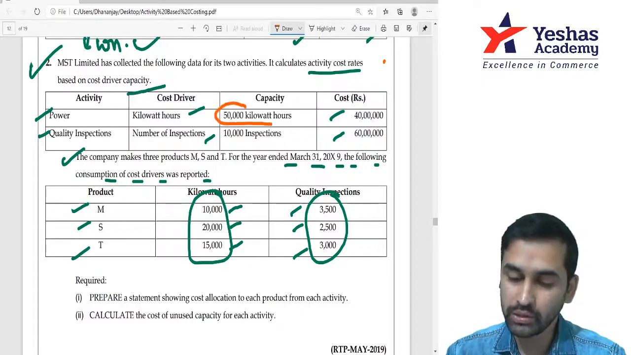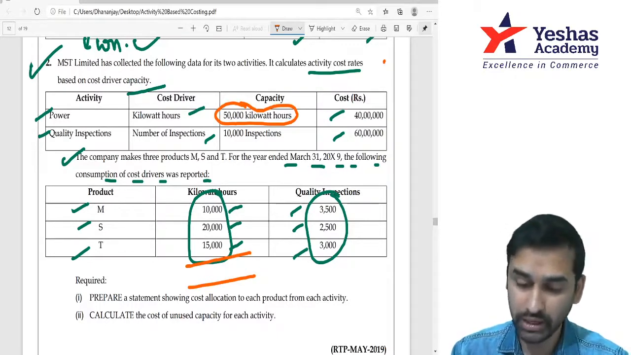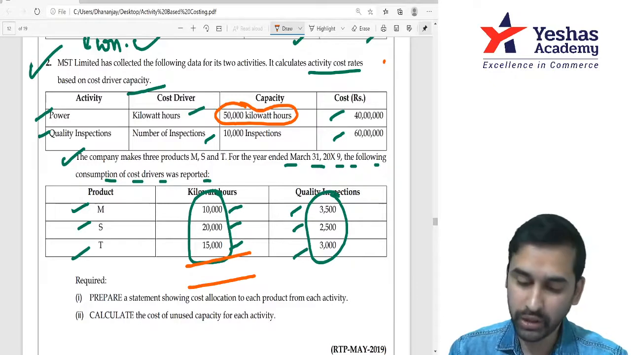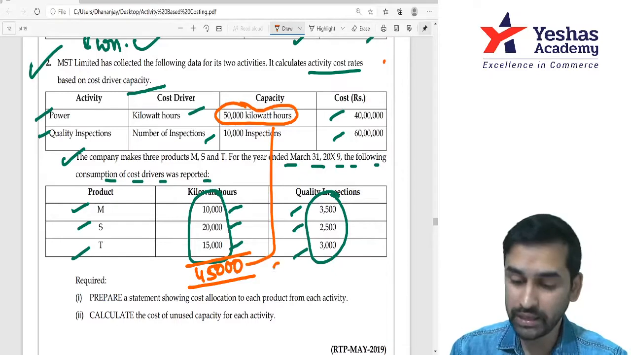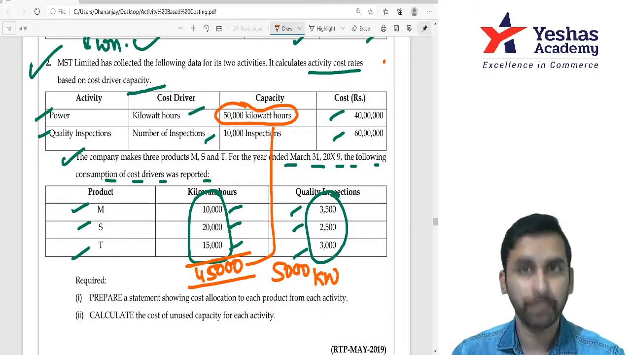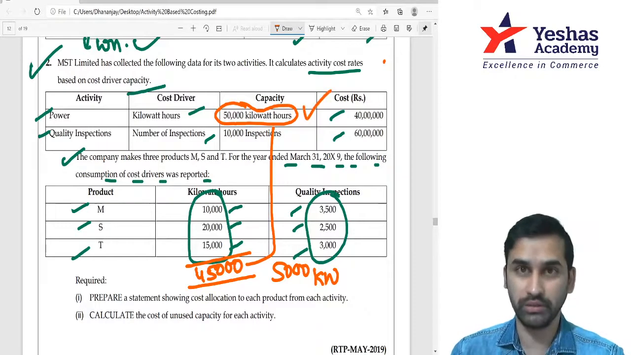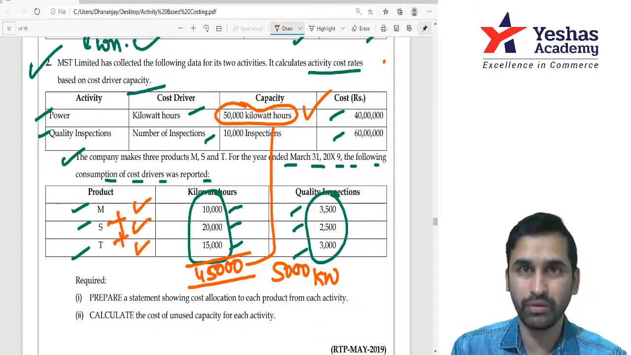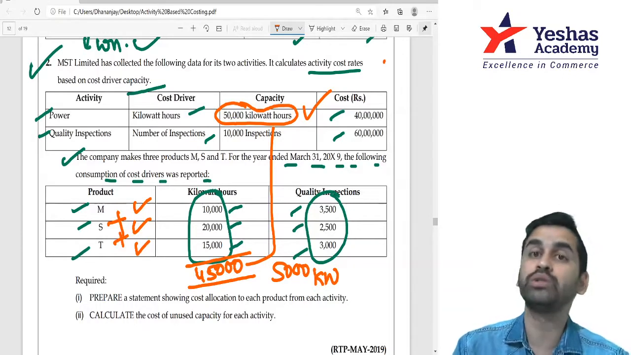This is 50,000 kilowatts. But unlike the problems we have done so far, if you add 10 plus 20 plus 15, you will get 45,000, correct? But the total should be 50,000. That means somewhere there is 5,000 kilowatt which is not used. Are you following? I repeat, in all the problems, the total given in the question would normally be equal to the total of all the products, number of orders, number of setups. If I add all 3, I used to get that, but here I am not getting it. That means there is some unused capacity.